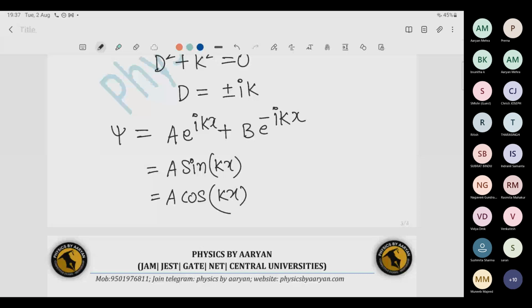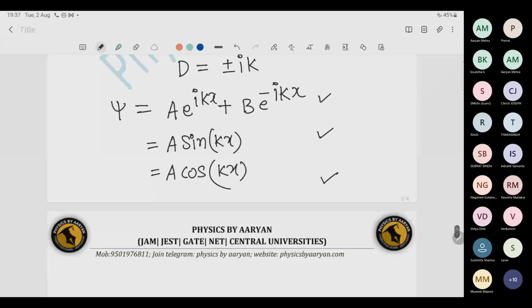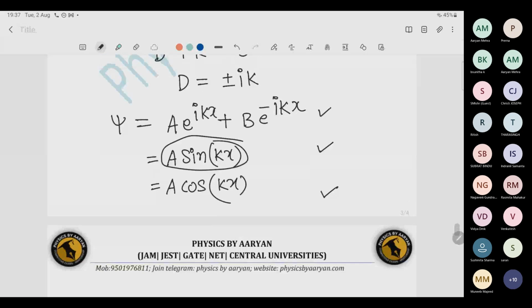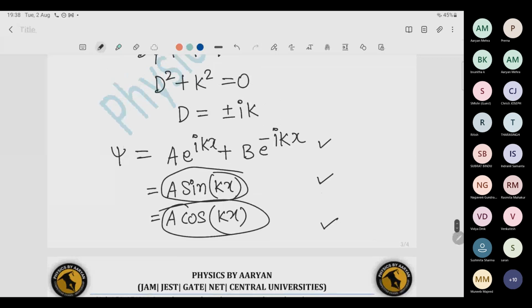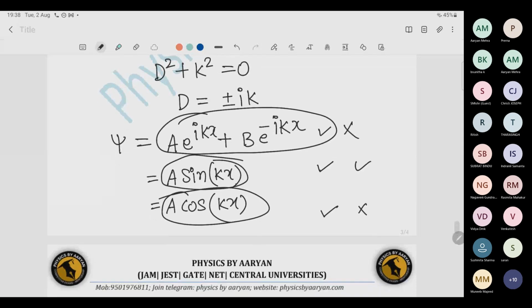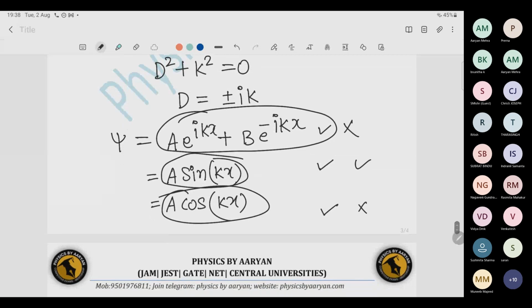This is very important. This was asked to me in an interview. In most of the books, they will directly say this is a solution of this differential equation. Absolutely right. If you put this phi in your equation, it is satisfied. But if you put this also, your equation will be satisfied. And if you put this also, your equation is satisfied. Then why are we neglecting this and this and only taking this? Why are we only taking sine?